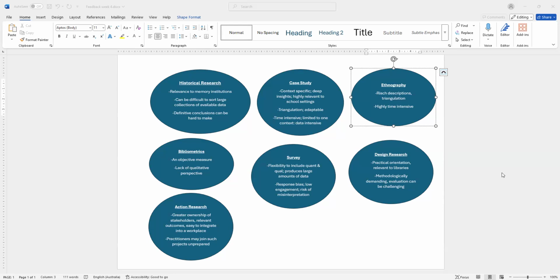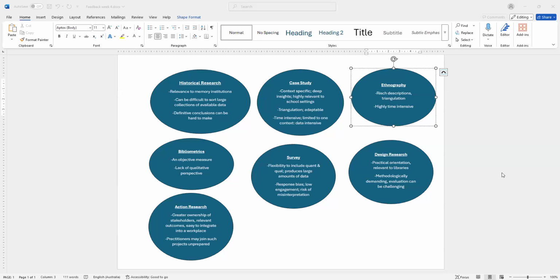Design research was another important research method that was mentioned, and an important strength of this method was its practical orientation and its high relevance to libraries. Actually, last night we discussed a co-design of libraries project, right? Which is design research, because it is about co-designing libraries, and you are including stakeholders from practice also. Evaluation of this research method can be difficult, like the outcomes that are coming out of it.